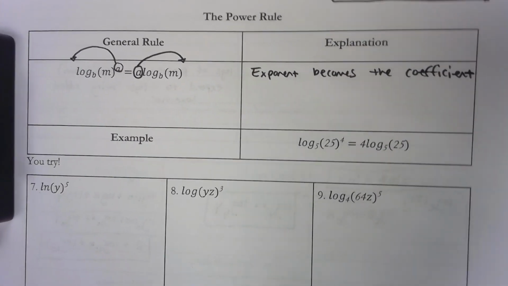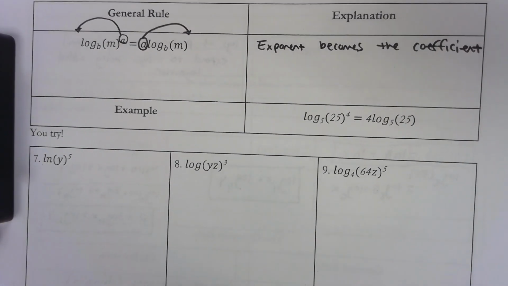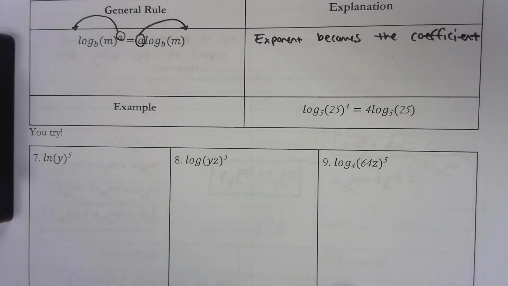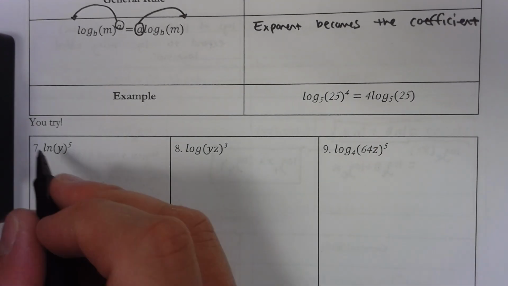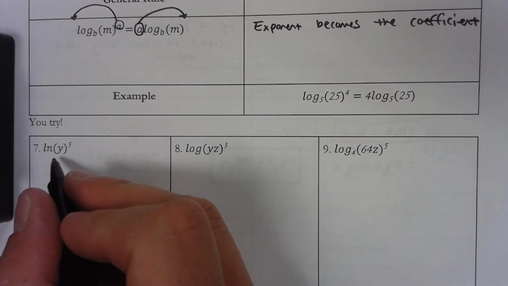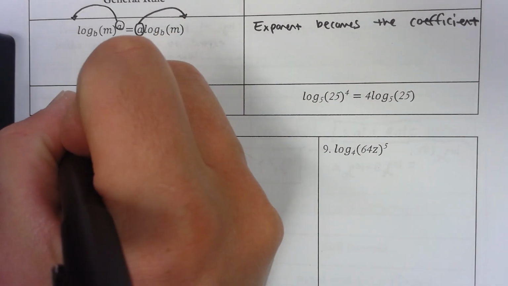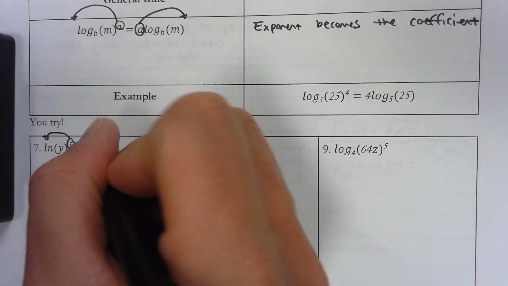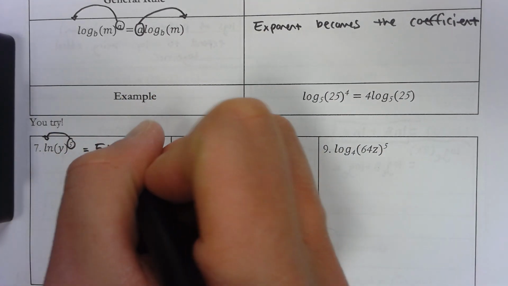All right, I'm going to do a couple of these here because of how we can think about number 8 here. But like number 7, first, let's just leave it as a natural log. So natural log of y to the power of 5. This 5 can become the coefficient, making the expanded version 5 times the natural log of y.